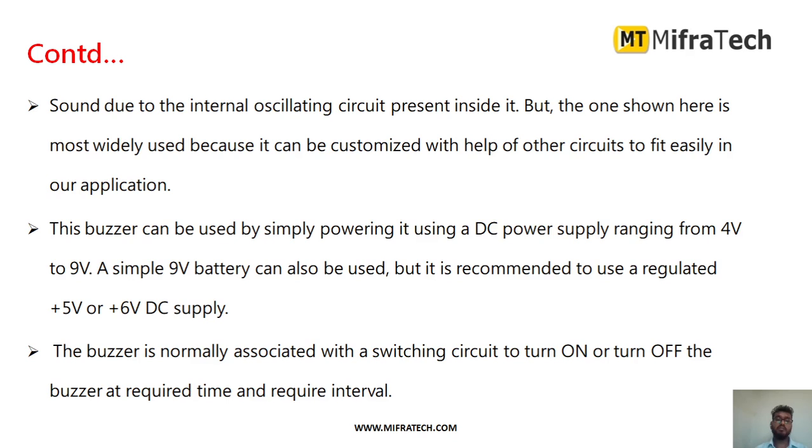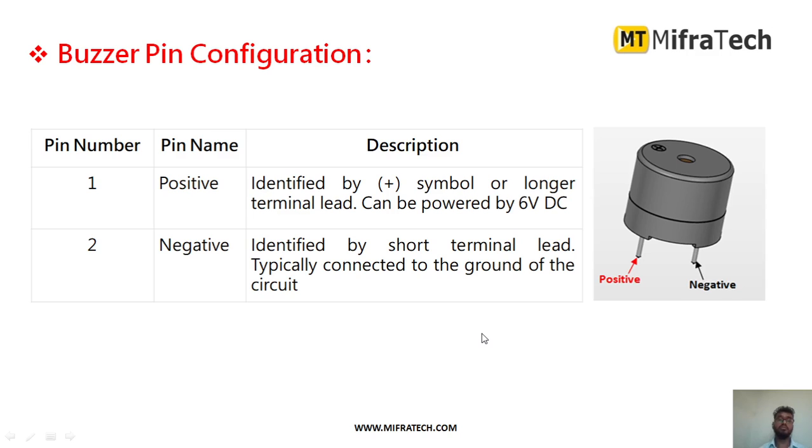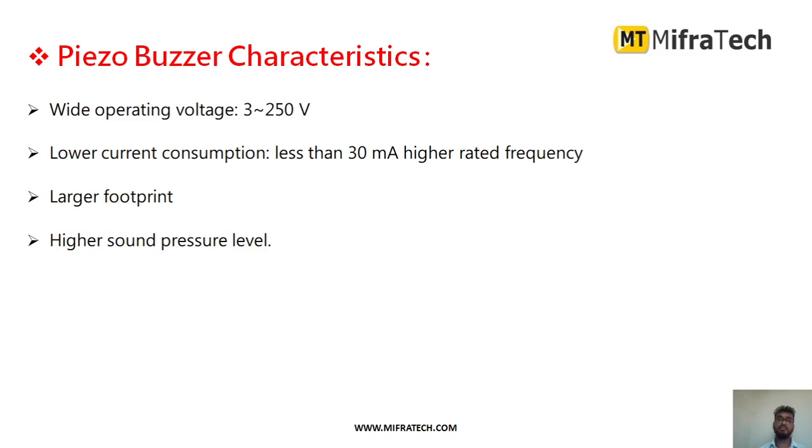We can make a buzzer normally associated with a switching circuit to turn on or turn off the buzzer at required time or required interval also. So what is the pin configuration of buzzer means it has mainly two pins, as you can see, positive. So usually this positive pin will be very long, and next one is the negative, which will be like a shorter one. By that you can identify the positive and negative pin to use this buzzer.